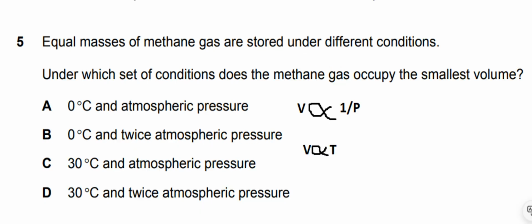The last question of this video says that equal masses of methane gas are stored under different conditions. Under which set of conditions does the methane gas occupy the smallest volume? Alright, again we are using the same concept where volume is inversely proportional to pressure but directly proportional to temperature. So if we are looking for smaller volume, we have to look for the higher pressure and lower temperature. So we have to look into the options where we have high pressure and low temperature, and that makes option B the correct answer for this question.